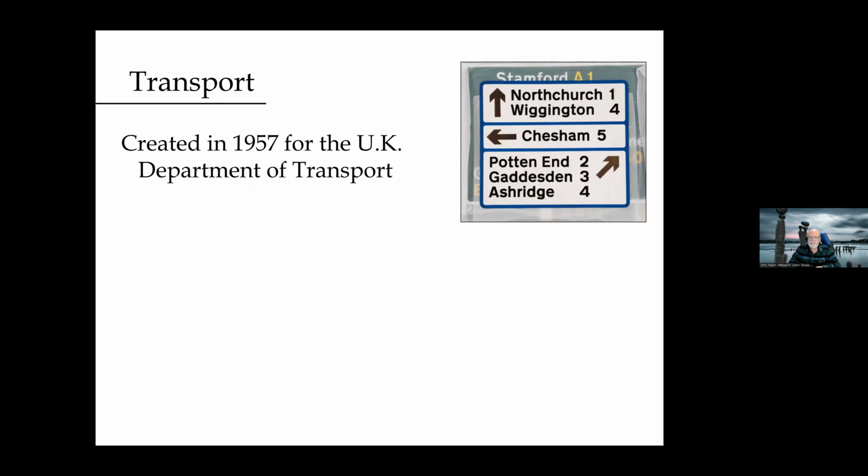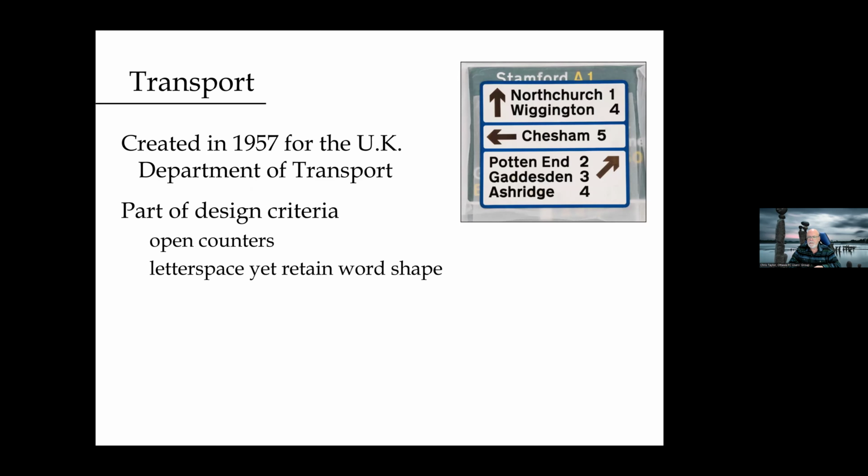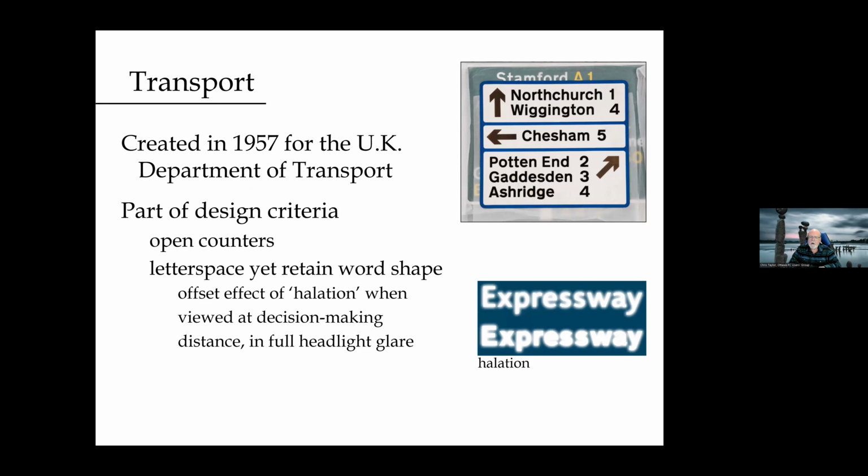Transport was designed for the UK Department of Transport for road signage. Part of the design criteria, they wanted very open counters and they wanted it letter spaced, or everything spaced out very slightly, but still retain the word shape, all in the aim of making things very readable. They wanted to offset the effects of halation when viewed at decision-making distances, which I think is something like 300 meters or something like that, in full headlight glare.